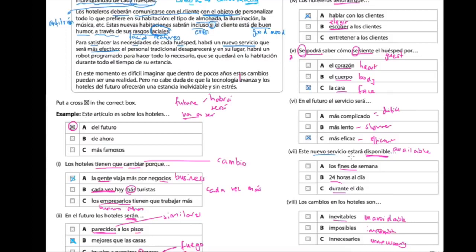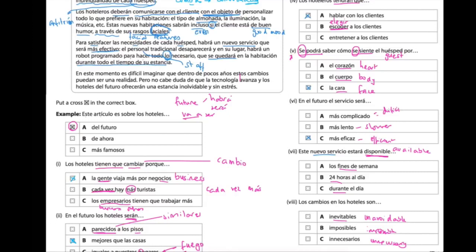Okay, so el personal tradicional, the traditional personal, notice this is not personal, this is the word for staff. So traditional staff desaparecerá, will disappear. Y en su lugar, and in its place, habrá un robot programado para hacer todo lo necesario. There will be a robot programmed to do everything that is necessary. Que se quedará, which will stay, en la habitación, in the bedroom, durante todo el tiempo de su estancia. Durante todo el tiempo de su estancia.